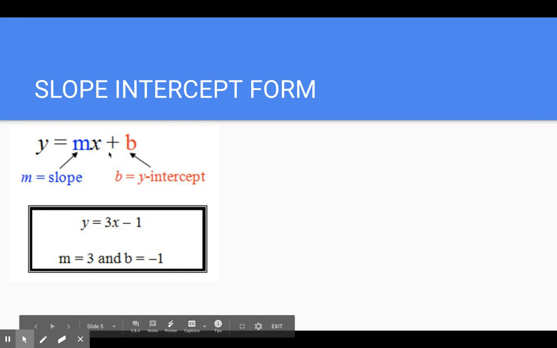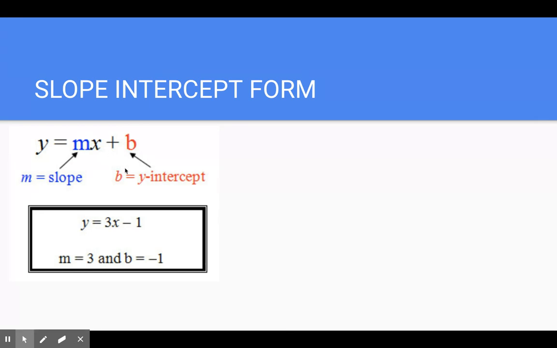Slope-intercept form: y equals mx plus b. I'm sure you've heard this a million times by now, but m is always your slope and b is always your y-intercept. So in this specific example, this would have a slope of 3 and a y-intercept of -1.